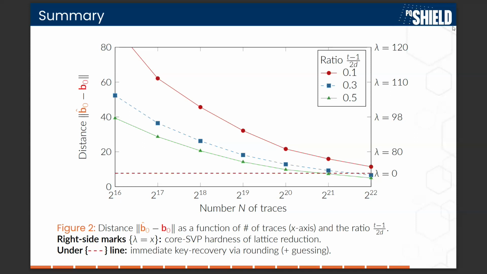As the number of traces increases, and the ratio of how many probes you take relative to the number of shares increases, the work you have to do decreases quite a bit. This dotted line means that it's a trivial recovery. And these lines above indicate how hard it is to use lattice reduction to recover the basis vector. So that is the summary of everything.